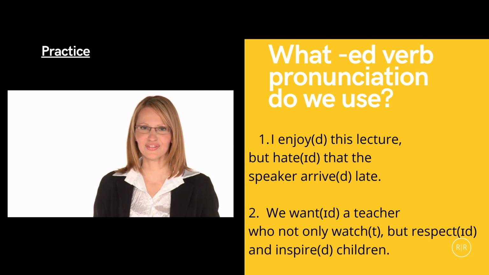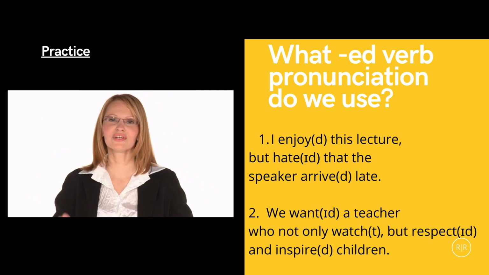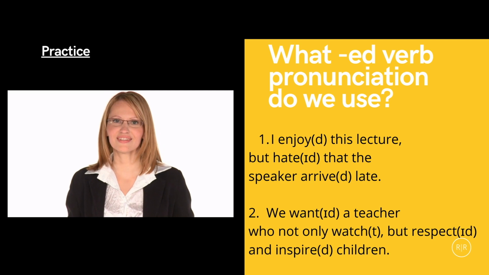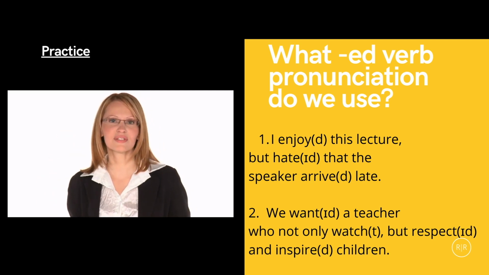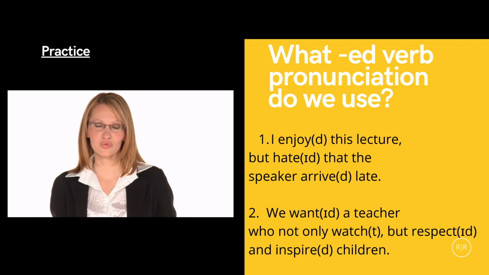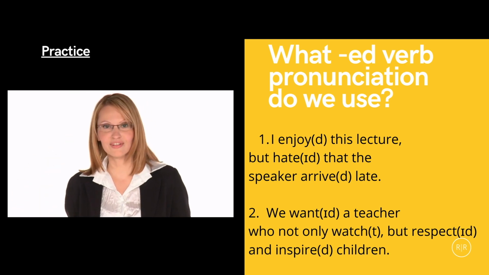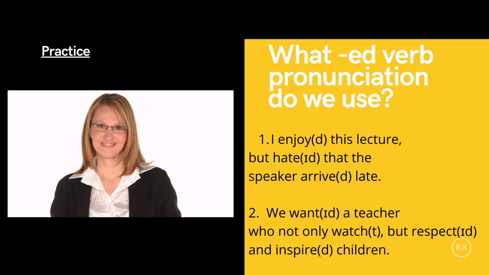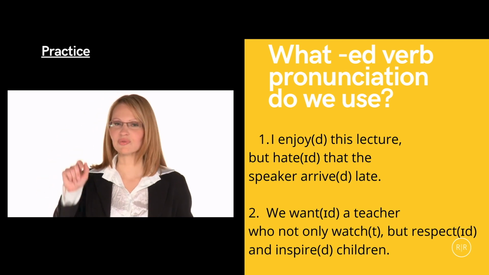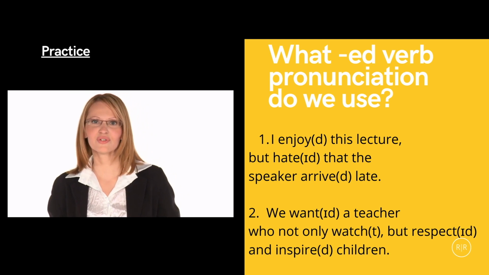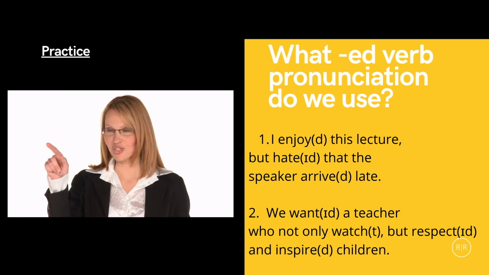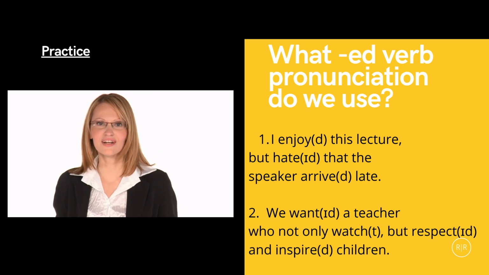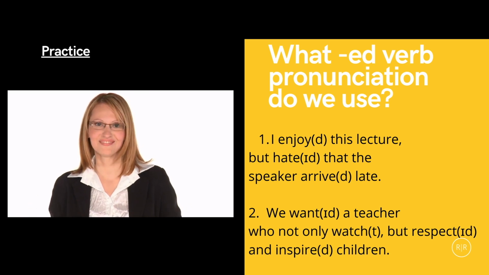Now let's take a look at our second verb in that sentence, hate. Hate falls into category 2 because it ends in a t sound. So we would take the ed verb ending id. And lastly, we have arrived. Arrived does not fall into categories 1 or 2 because 1, it does not end in a voiceless consonant sound, nor 2, because it does not end in a t or d sound. So it would take the ed verb ending d, falling into category 3.